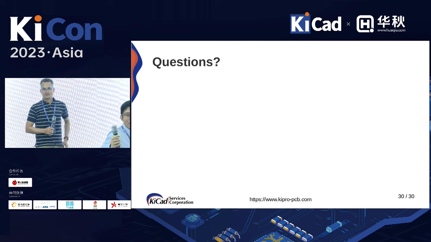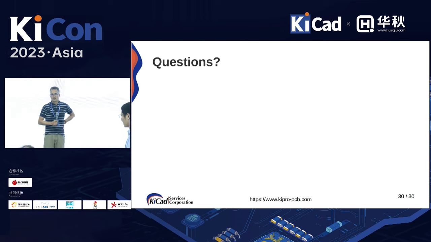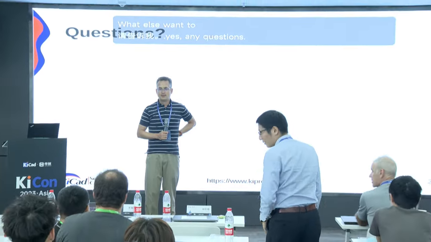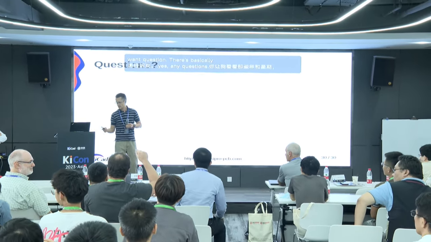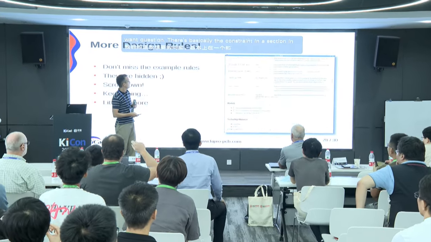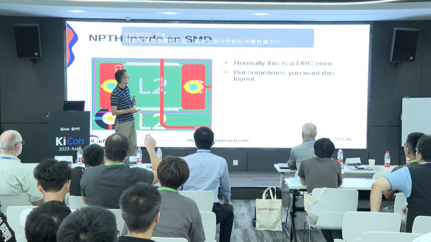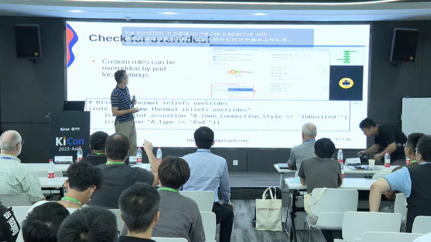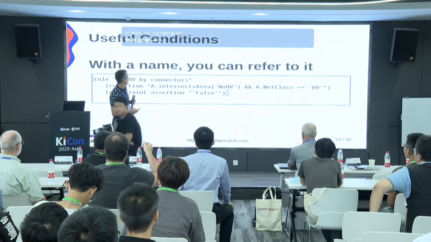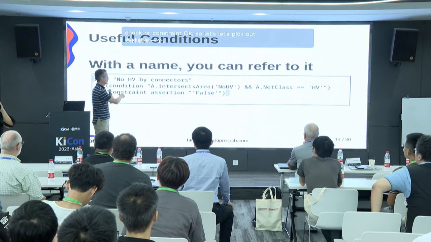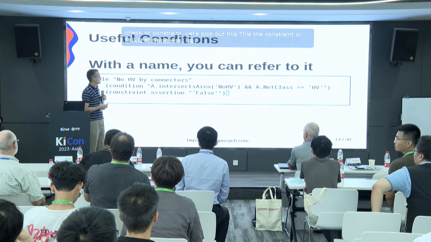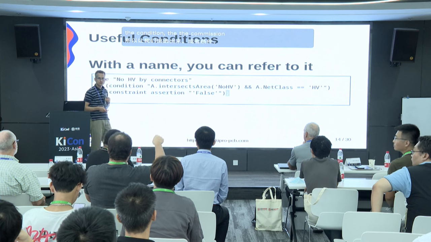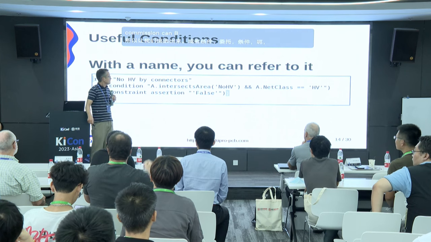Any questions? Very awesome to see those rules in KiCad now. I have one question. There's basically the constraint section and then the condition. The condition appears to me like a selector of which objects I want to check or constrain. The condition can be lengthier than two checks, I guess.